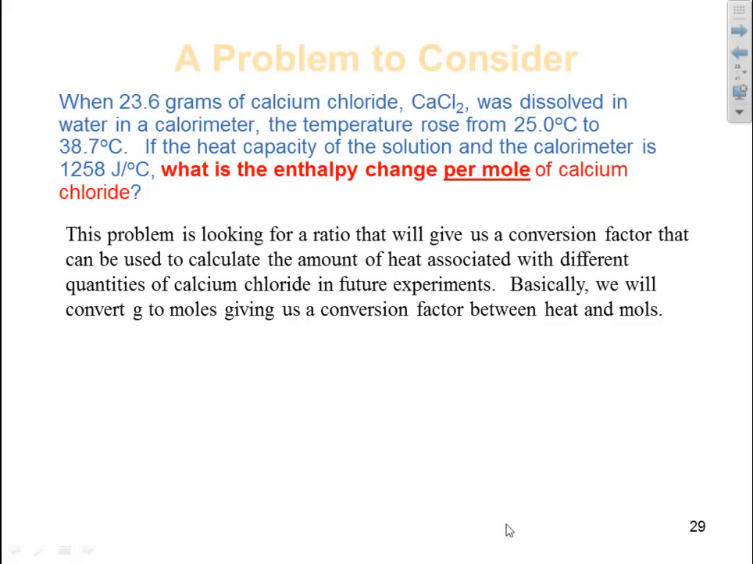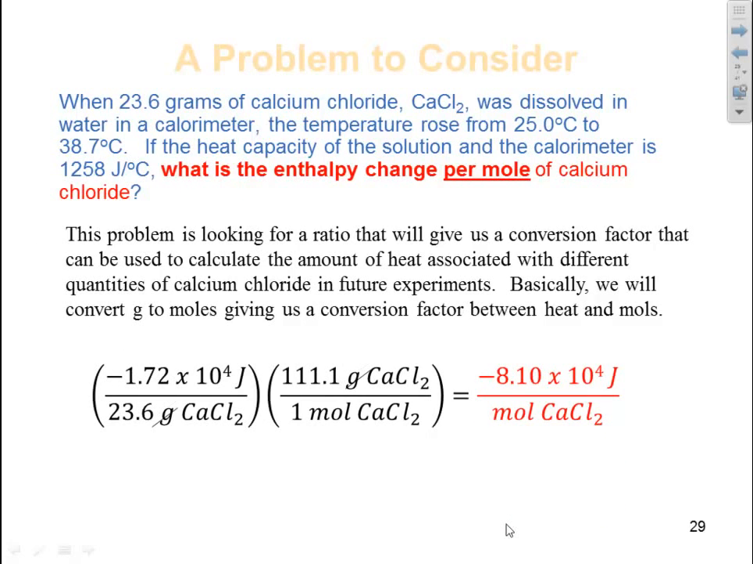This problem is looking for a ratio that will give us a conversion factor that can be used to calculate the amount of heat associated with different quantities of calcium chloride in future experiments. Once I have this ratio, all I need to know is how much substance I've got, and I can figure out how much heat is going to be generated. Basically, we will convert grams to moles, giving us the conversion factor between heat and moles as requested in the problem. As I said, you could have just as well left it as heat per gram, but this problem asks per mole.